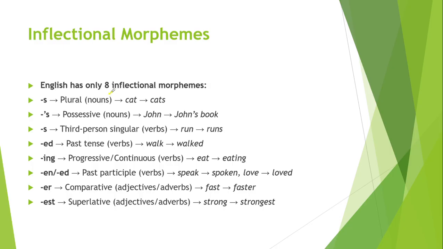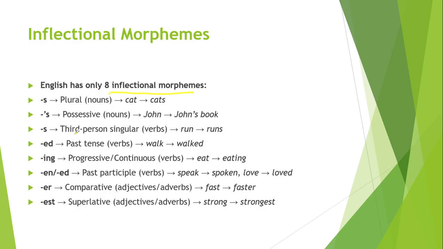You can study here. I have enlisted all eight. You can put s, possessive s, also known as apostrophe s. Okay, so you see cat, cats, and John, John's book. This is apostrophe s, this shows possession.